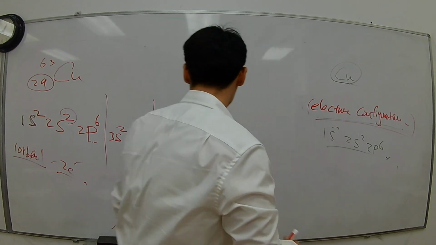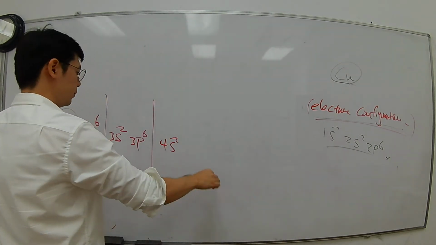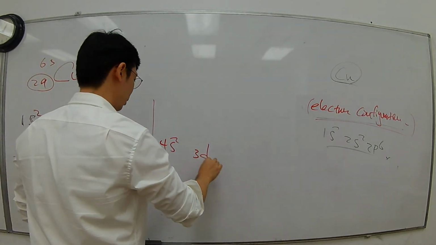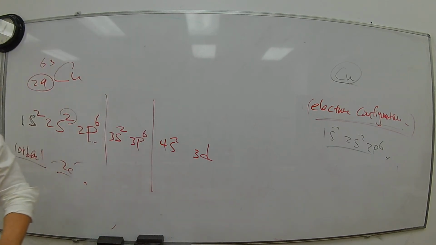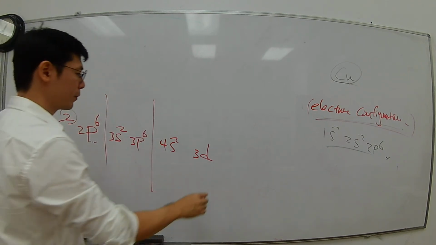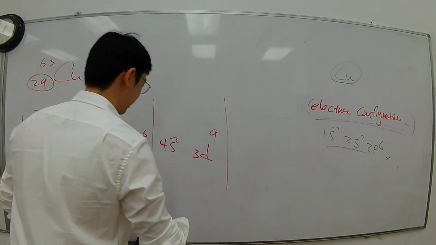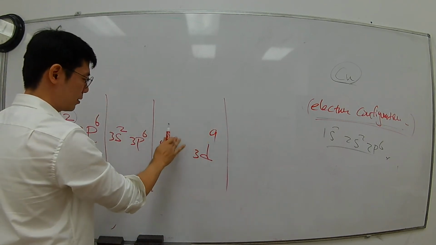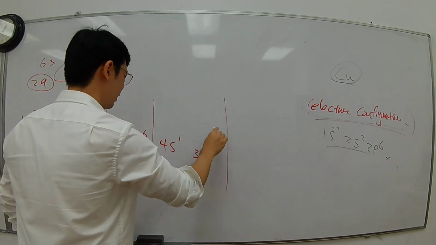So the next one becomes 4s2, and then becomes a 3d, whatever is left over. 3d copper should be 3d9. I mean, that's a basic rule. Okay, but again, you should know, guys, 4s becomes 1, this becomes 10. That's a basic rule, guys.